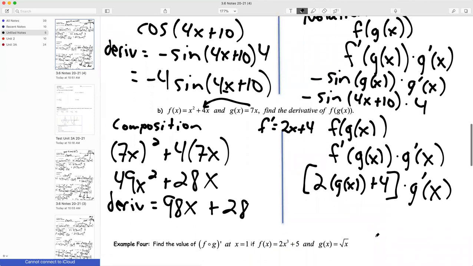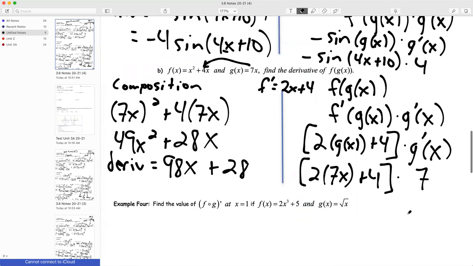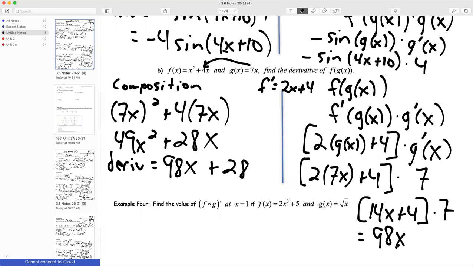What is g of x? In this case, it's 7x plus 4. And g prime of x would be, therefore, the derivative of 7x, which is 7. So that's going to give me 14x plus 4 times 7, which is 98x plus 28.